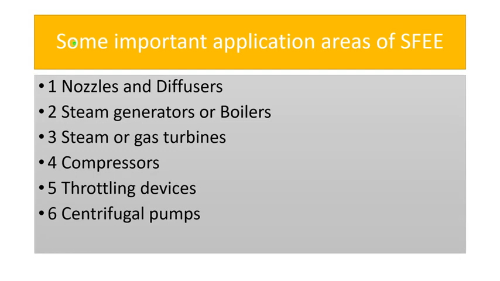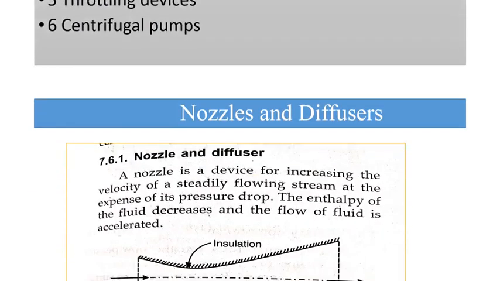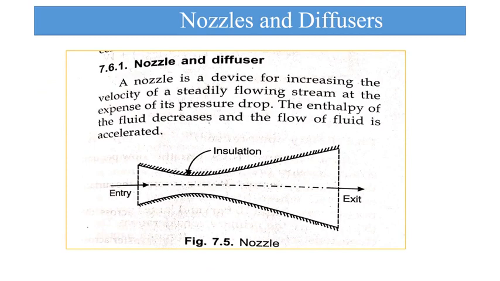Some of the important application areas of steady flow energy equation we will be dealing with are: first is nozzles and diffusers, second steam generators or boilers, steam or gas turbines, compressors, throttling devices, and centrifugal pumps. Now, first application we'll be dealing with is a nozzle and a diffuser.